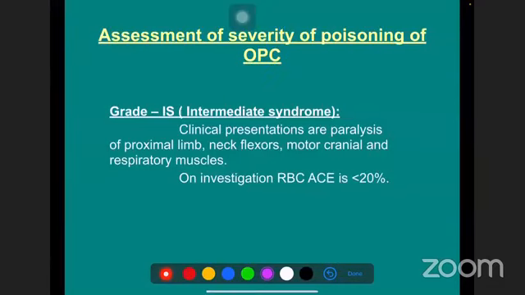So for intermediate syndrome, we have to go for the respiratory support. We now know respiratory support very well. After Corona came, we can give this very well. We have to go for the respiratory support.